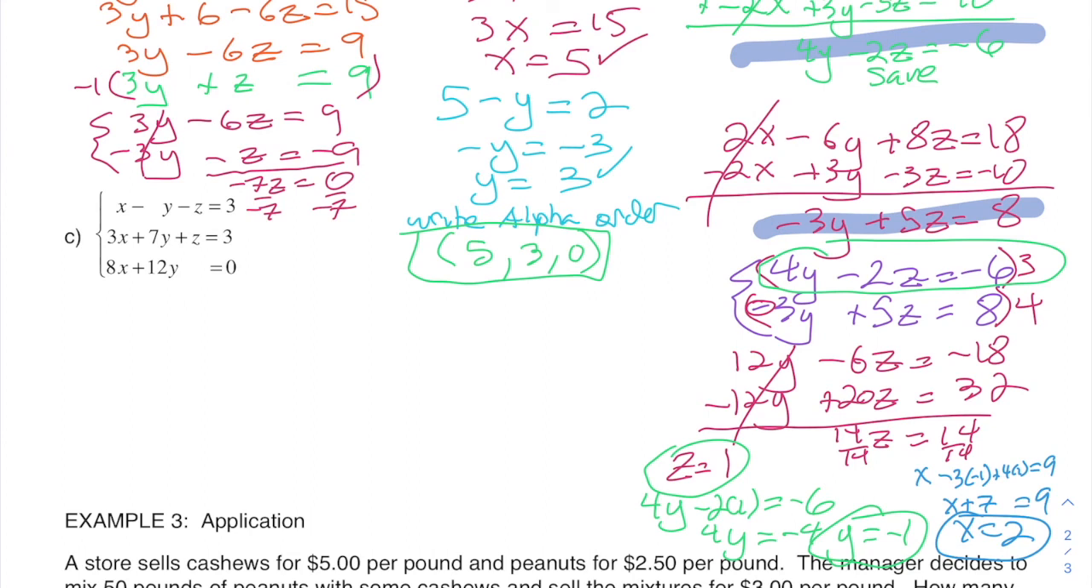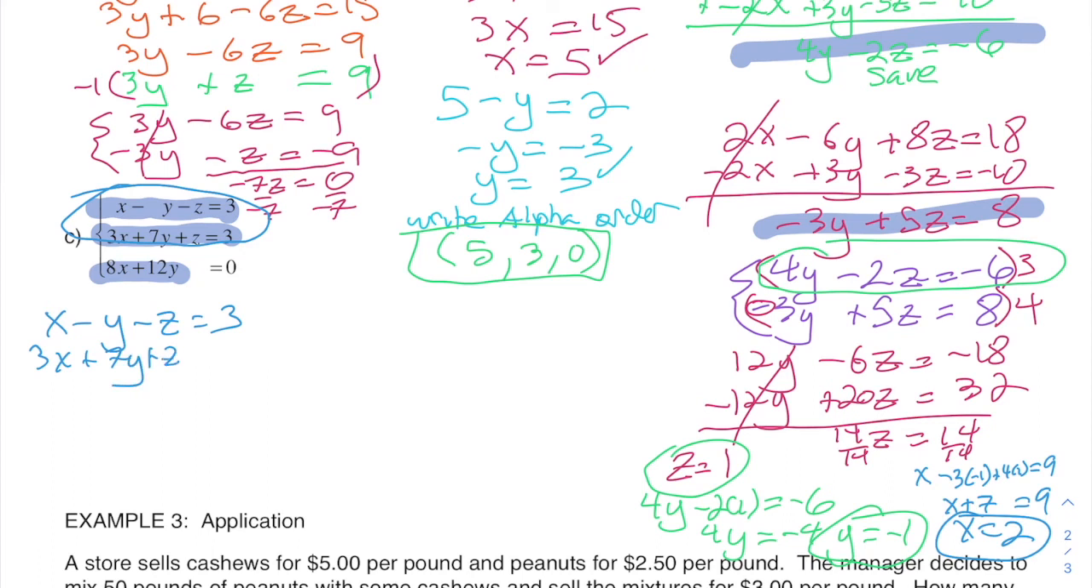And hopefully you see something glaring here. You see that you have a minus z and you see you have a plus z, and your bottom equation just has an x and a y. So right away, let's take care of these. Let's add these two together to get rid of our z's, and then we're going to create a new system. So we have x minus y minus z is equal to 3, and 3x plus 7y plus z is equal to 3. So look at these z's, they're opposites already. So I get 4x plus 6y is equal to 6.